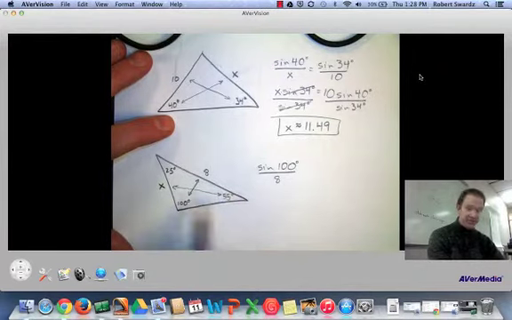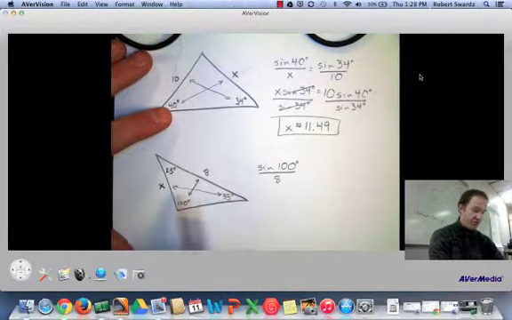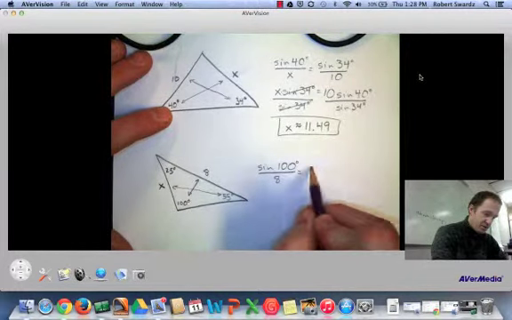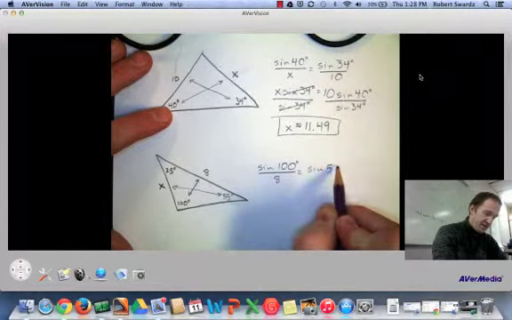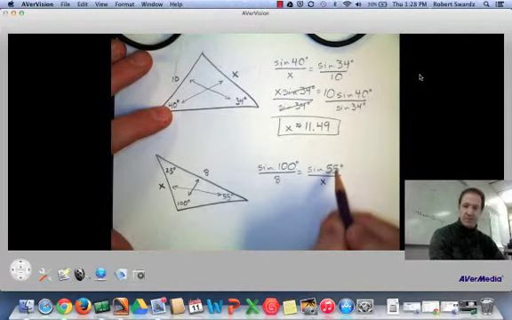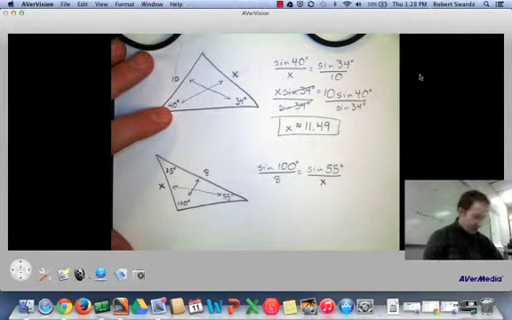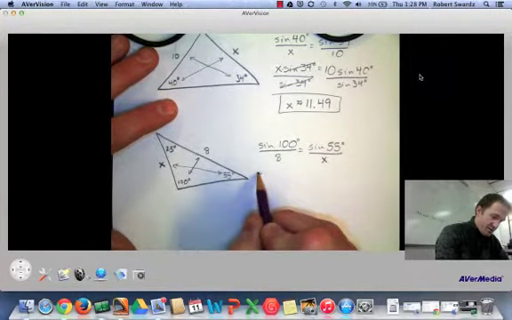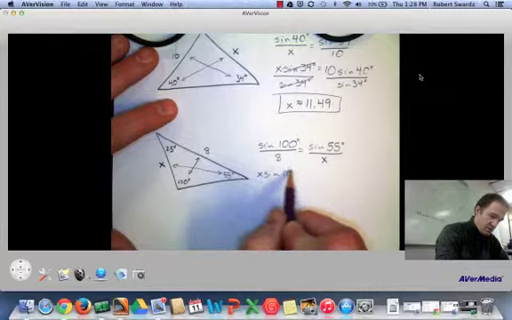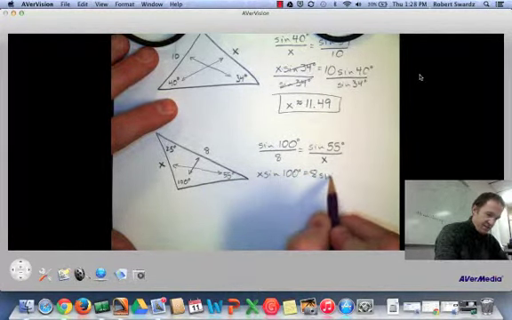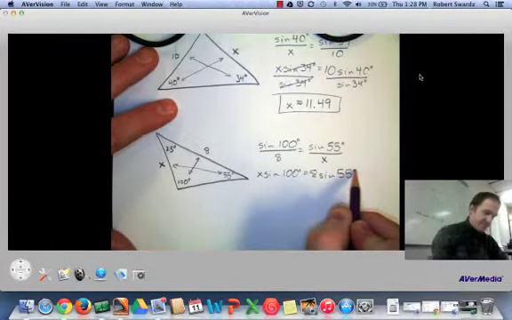Now the 55 degrees and the x are opposite one another. So 55 is what we got to use in our equation here. So sine of 55 degrees over x. Angle on top, side on the bottom. And there we go. Now we do the same thing. x times sine of 100 equals 8 times the sine of 55 degrees.